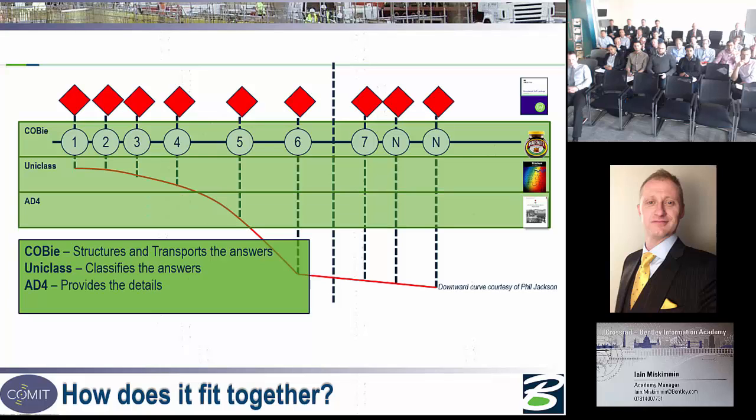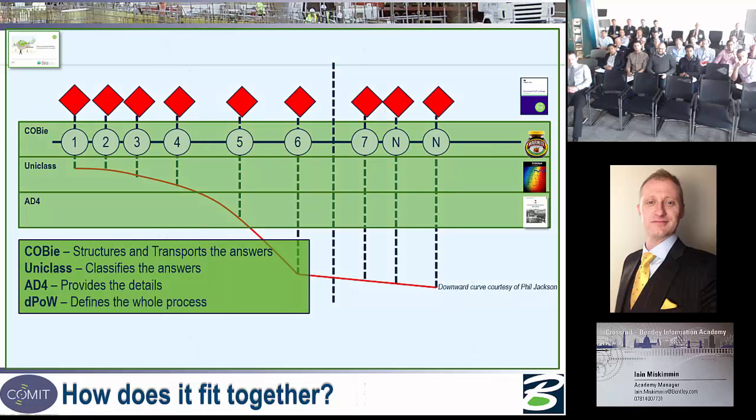And then you have asset data dictionaries, which provide the details, the metadata, which are classified by Uniclass, which are transported by Cobie, which are the data drops which answer the questions. All of that is confined and controlled by the digital plan of works.